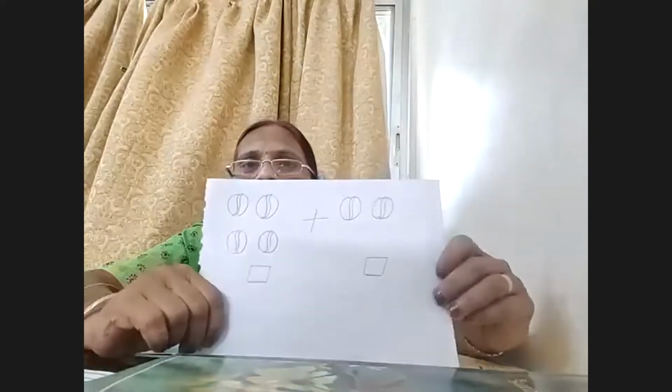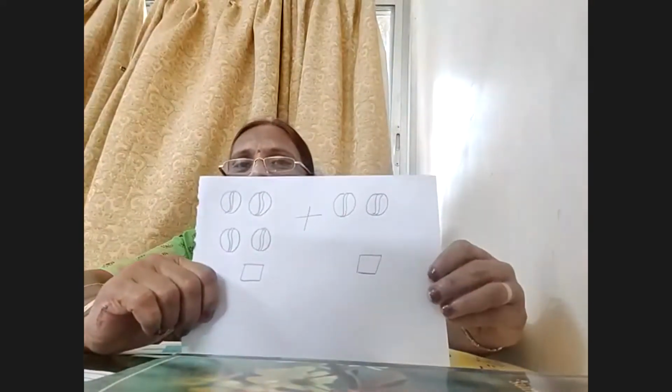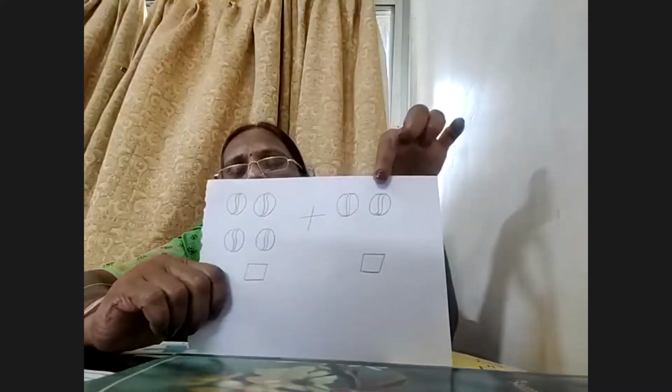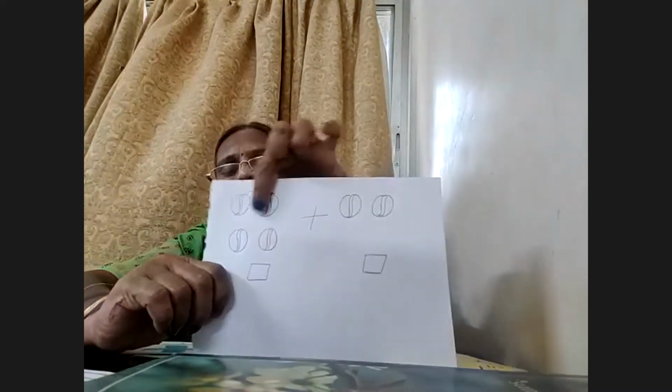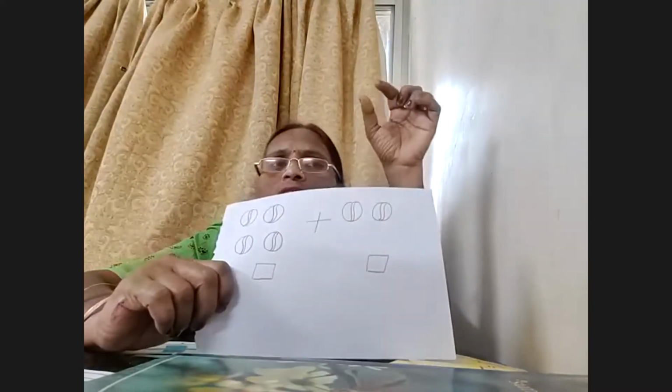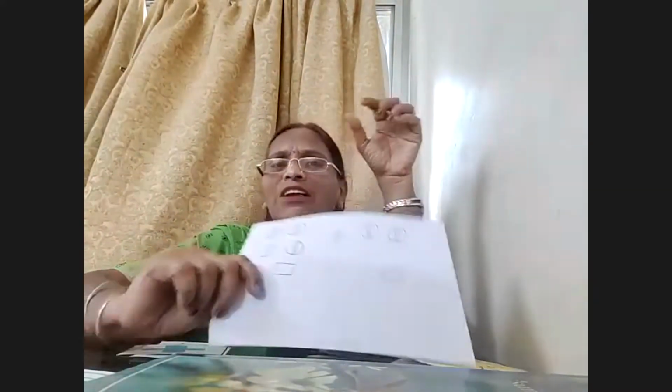Okay. What is this? 4 balls plus 2 balls is equal to 6 balls. Very good. 4 balls plus 2 balls, 6 balls. Count in fingers.